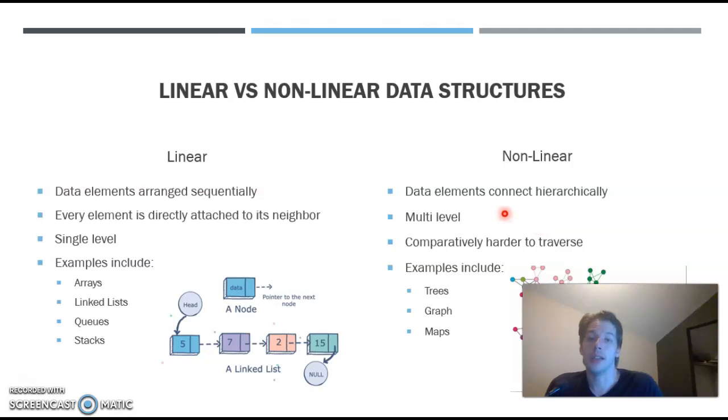Then we have nonlinear. They are data elements that connect in a hierarchical nature. Multi-level, comparatively harder to traverse, as we can see between these two images. And examples include trees, graphs, and maps. And the example provided here is a graph.